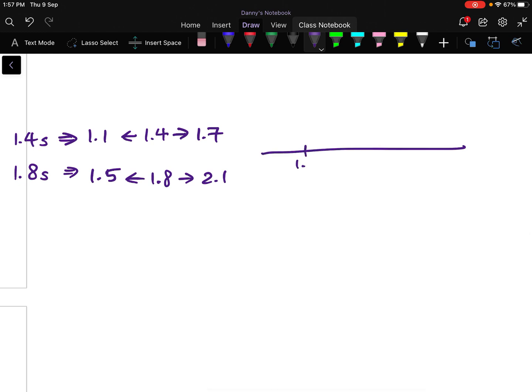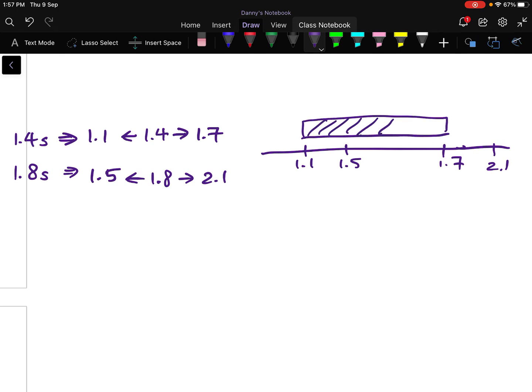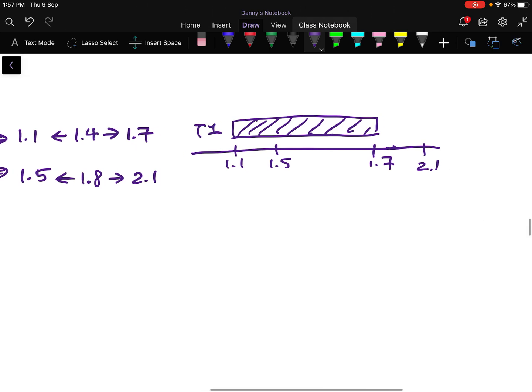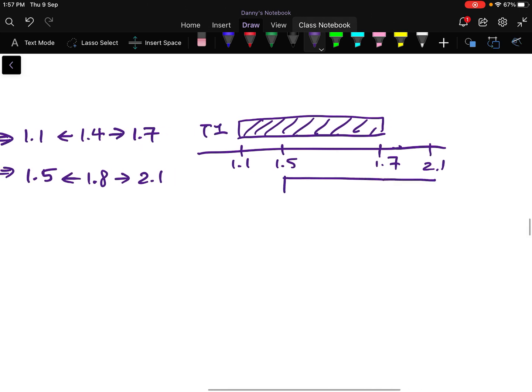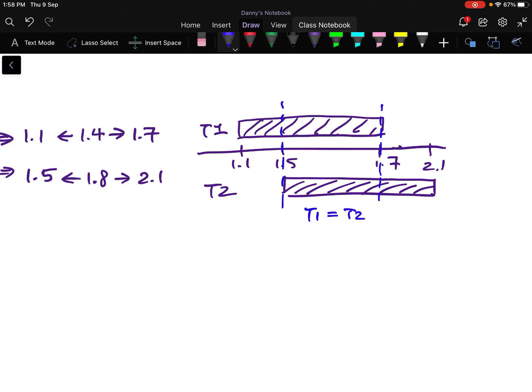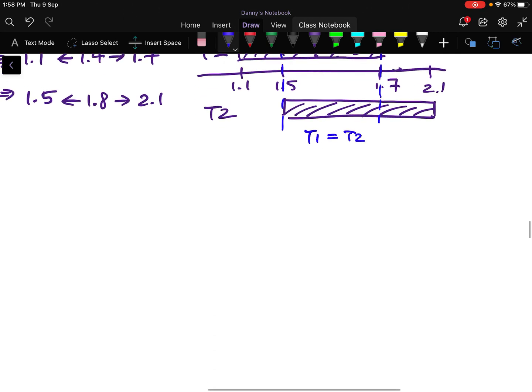So you have a number line. So I have 1.1, 1.7, 1.5 will be somewhere here, then 2.1 will be somewhere here. So T1 will basically occupy this range of number, and then T2 will occupy this range of number, right? So if you look at this range, you can see that there is actually a chance that T1 can be equals to T2.